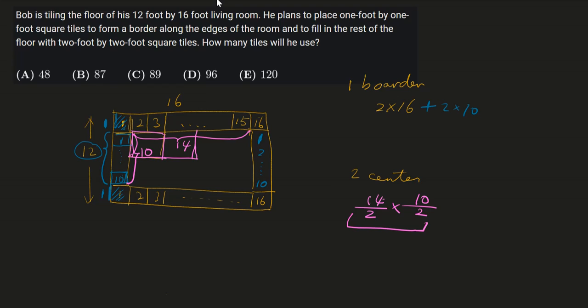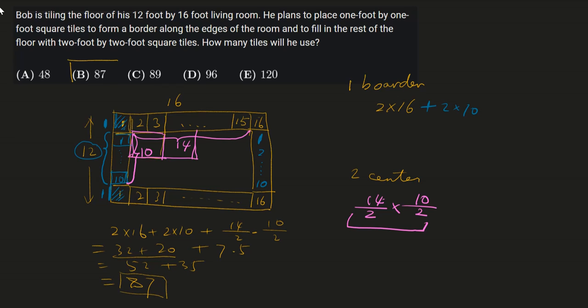All right, let's do the calculation now. So the total number of tiles he has to use equals 2 times 16 plus 2 times 10 plus 14 over 2 times 10 over 2. This equals 32 plus 20 plus, that's 7 times 5. So the sum of the first two numbers is 52 plus 35. And that sum equals 87. 87 is our answer. So where is it? So our choice is B.